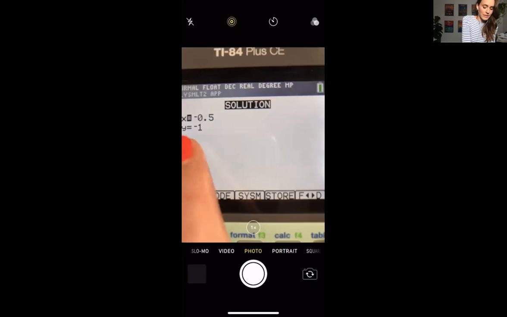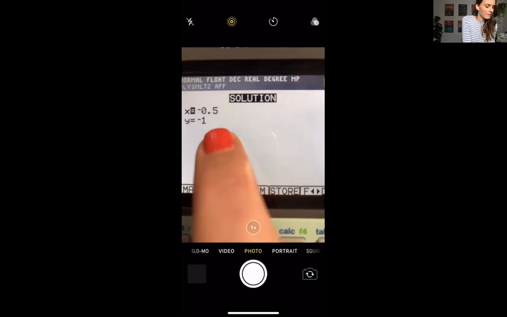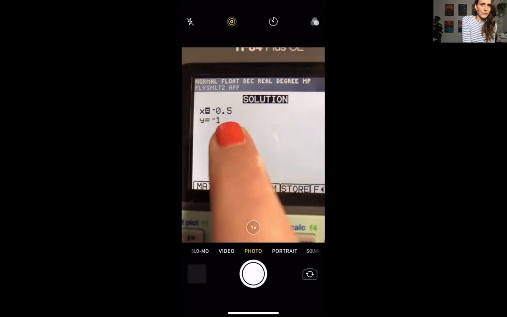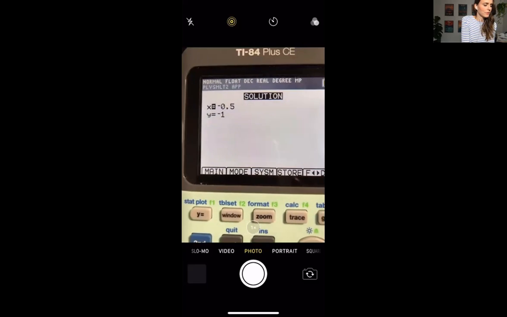And then that gives me x equals negative 0.5 and y equals negative 1. And they asked for the x value. So that's the value I would put for that question.